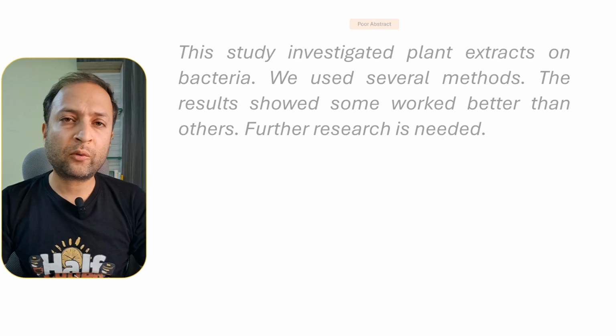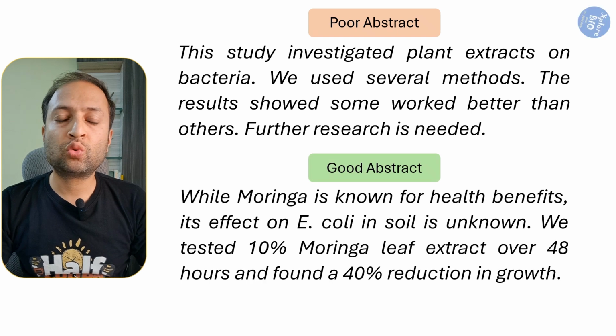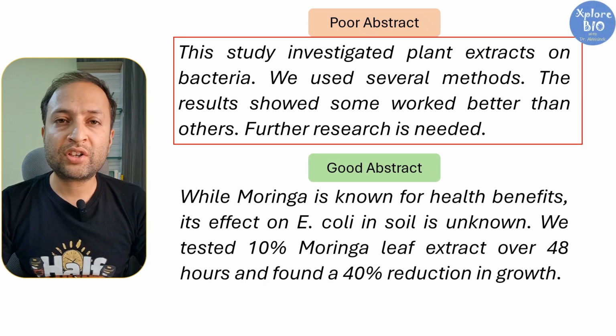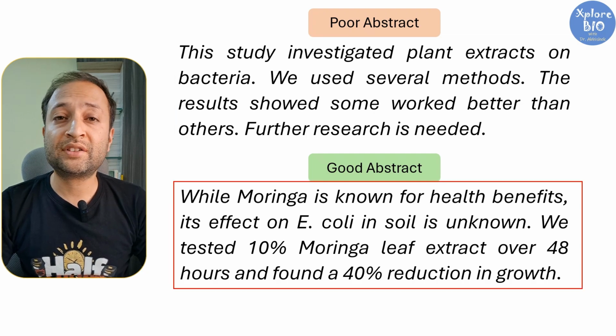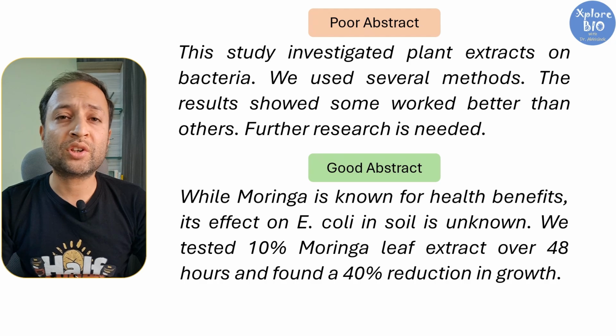Now look at the language and the phrases used in these two kind of abstracts. The first one does not clearly mention which plant, which method, and specific results. Also, the claims are too vague. In contrary, the second abstract clearly states the background and the gap of moringa. The method used and the outcome is very clear. I hope you got an idea about what to mention and how to mention to improve an abstract.